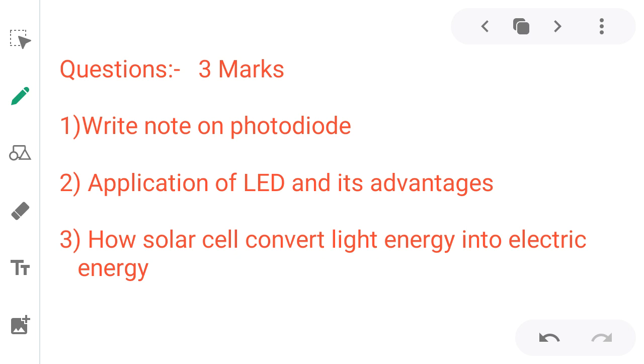Questions based on this session may be asked for 3 marks. Write a note on the photodiode. If they ask for a 3-mark photodiode note, draw a block diagram of the photodiode. Construction carries 1 mark, and a simple 2-step working carries 3 marks. Applications of LED and its advantages. Next one, how does a solar cell convert light energy into electrical energy? They may ask it for either 3 marks or 5 marks.